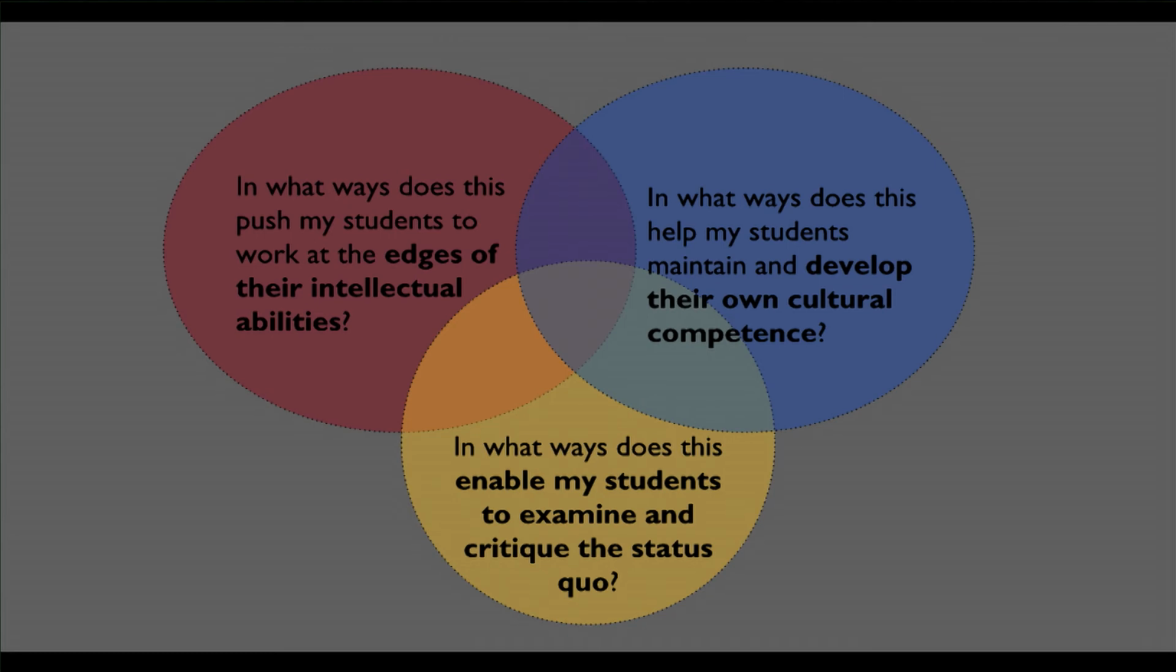Okay, so that's the end of the lesson. My job then is to take a minute and reflect on how well I addressed the three tenets of culturally relevant pedagogy. How did this push my students to work at the edges of their abilities? In what ways does this lesson ask my students to develop their own cultural competence? And in what ways does this help my students examine and critique the status quo?